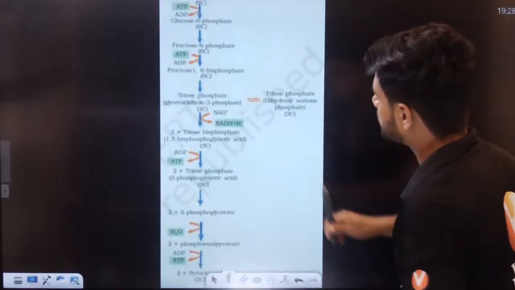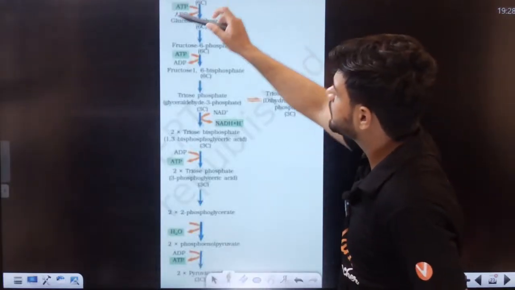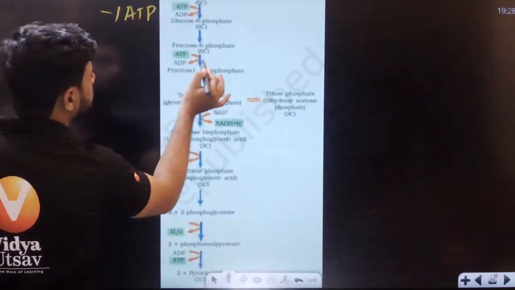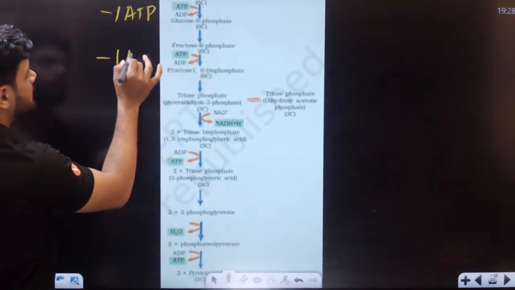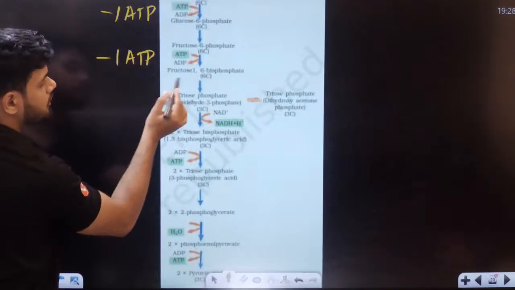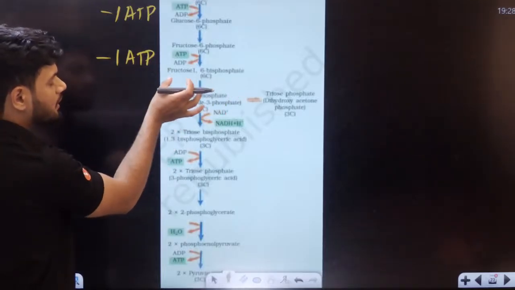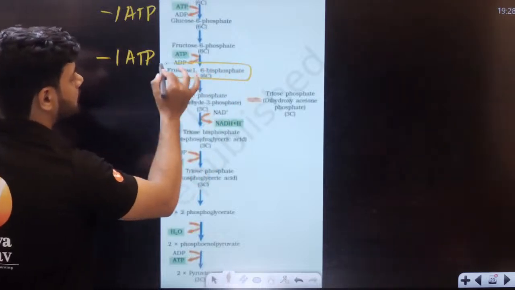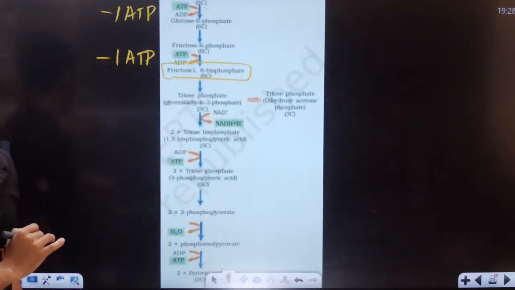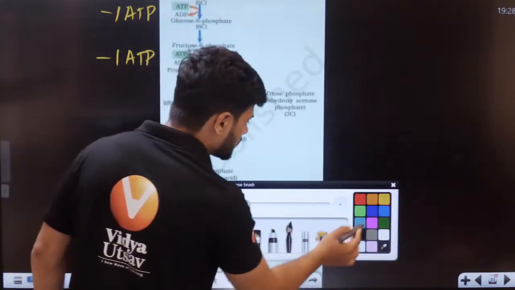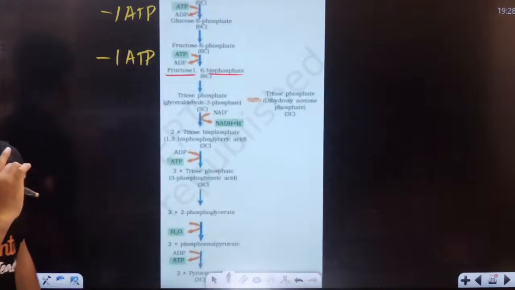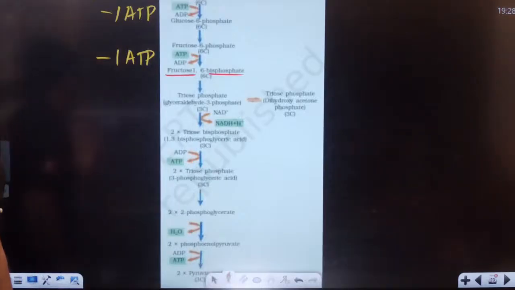Now students, can you see here? Glucose: 1 ATP consumed here, minus 1 ATP. Here, minus 1 ATP also, to make this fructose. And right now we are at fructose 1,6 bisphosphate. This is where we are right now, students.